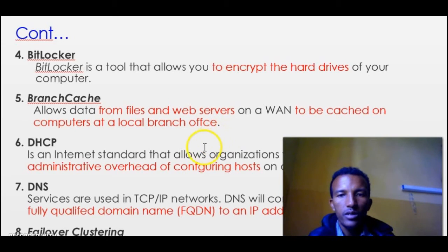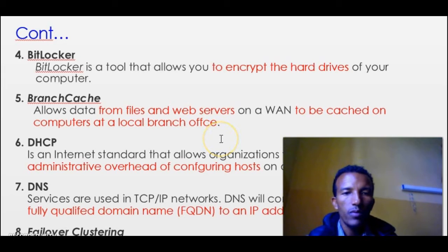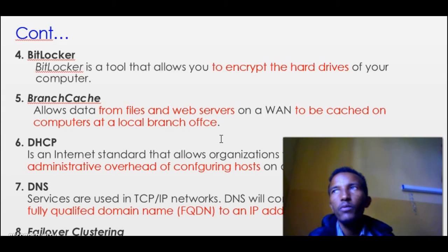The fourth one is BitLocker. It's a tool that allows us to encrypt the hard drives of our computer. The fifth one is BranchCache. It allows content from files and web servers on a wide area network to be cached on computers at a local branch office. If you have a web server in a head office and you configure BranchCache, it caches the data to our computers in the branch office.